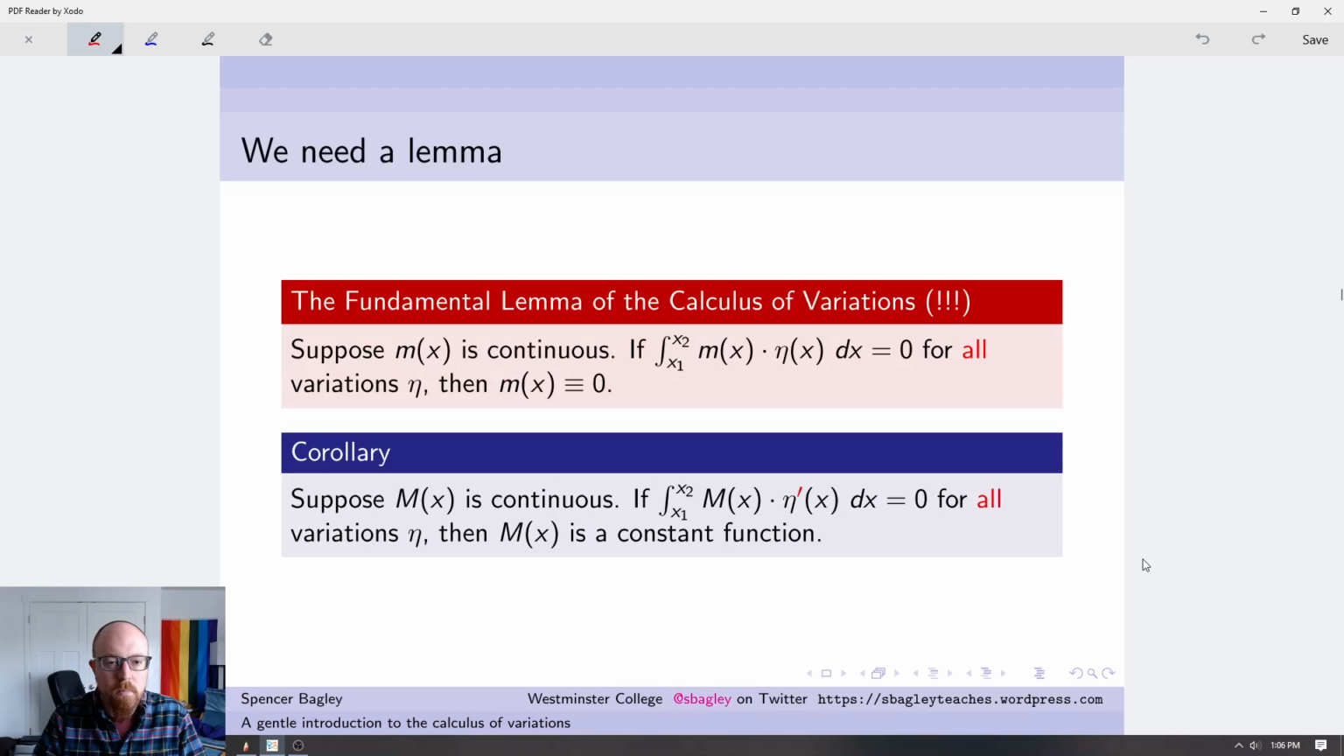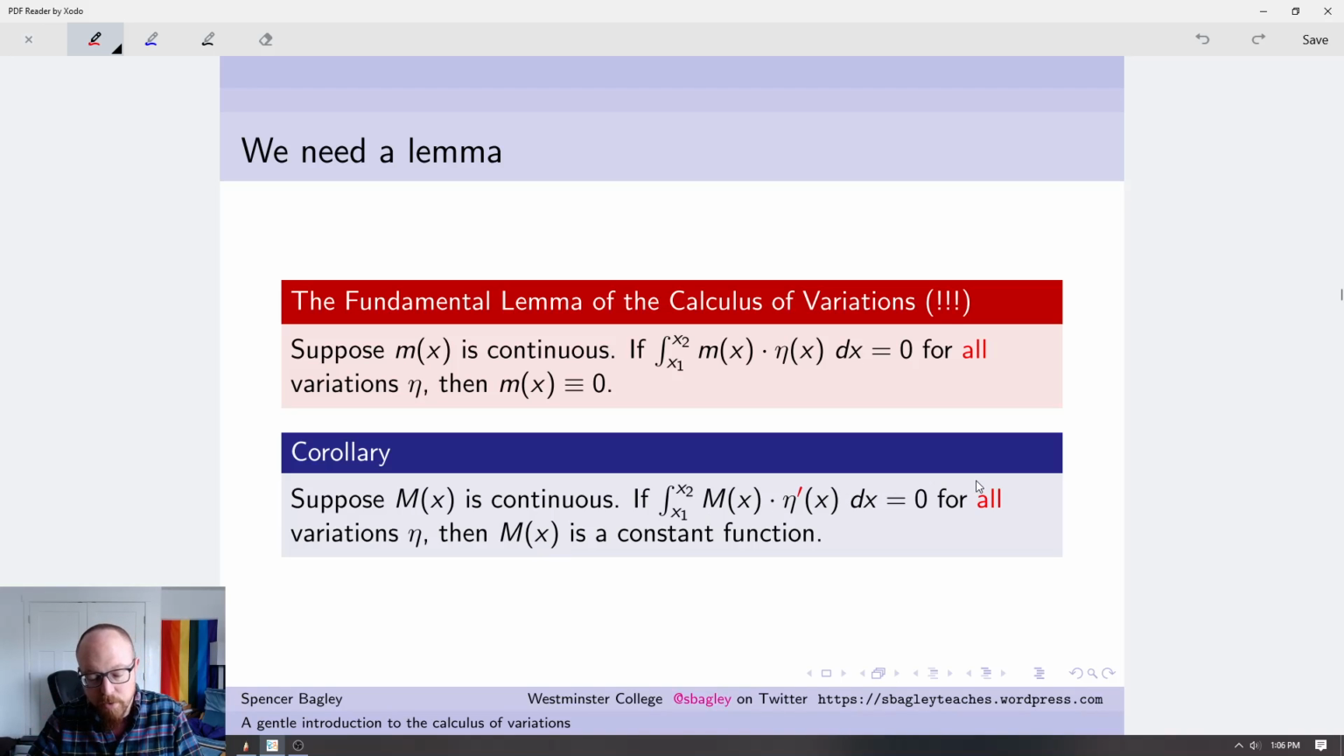Okay, cool. So we have proved the fundamental lemma. If we integrate against a variation and we get 0 no matter which variation we choose, then our function is identically 0. Okay, here's a corollary. You may have noticed that we didn't have an eta in our previous thing. We actually had an eta prime. So let's see how that changes what we have. If I have a big M that's continuous, and I'm integrating big M against an eta prime for any variation eta, well then big M is going to be a constant function.